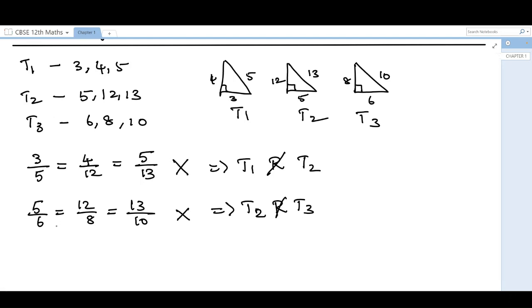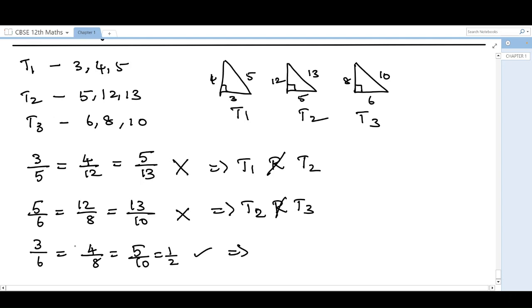The last one, T1 and T3. So if we find the ratio between their corresponding sides, we will get 3 by 6 equal to 4 by 8 equal to 5 by 10. So if we simplify this, all these ratios are equal to 1 by 2. Therefore, their corresponding sides are in proportion. So this implies T1 is related to T3. So among the three right angular triangles, T1 and T3 are related under the relation is similar to given in our question.